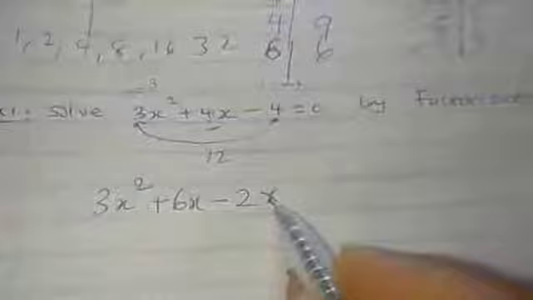So in that case, let us first write this 3x squared. Instead of this 4x, you will not use 4x again. 6 minus 2 will give me 4. So instead of 4x, it will become 6x minus 2x. That is what you will now be using for your 4x. Then this is minus 4 equal to 0.